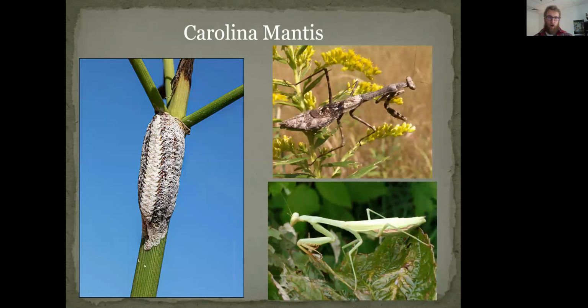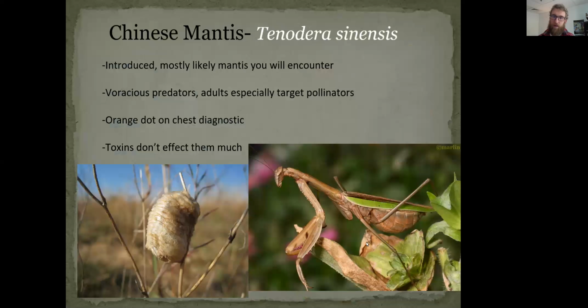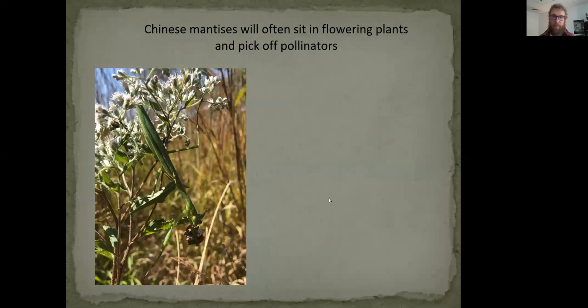Now, just to compare it to our native mantis, the egg case on the Carolina mantis is going to be more elongate and not as puffy looking. And they generally look like this. They're kind of mottled brown. Sometimes they have green on them, but their thorax and head is actually going to be a lot longer than their abdomen. Whereas with the Chinese, you can see the abdomen is about the same length. This is a little skewed image, but it's about the same length versus this.